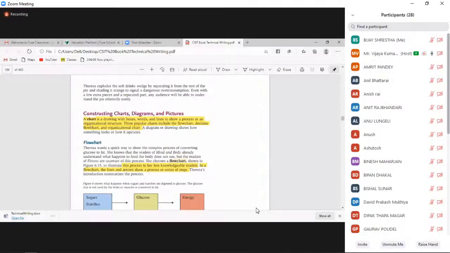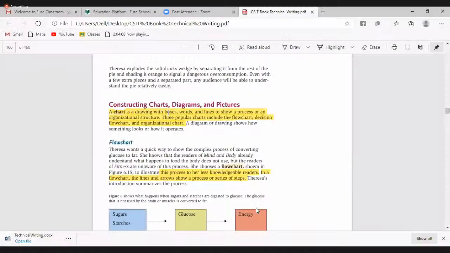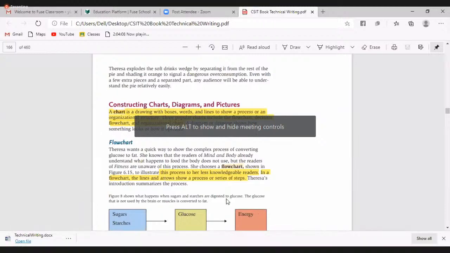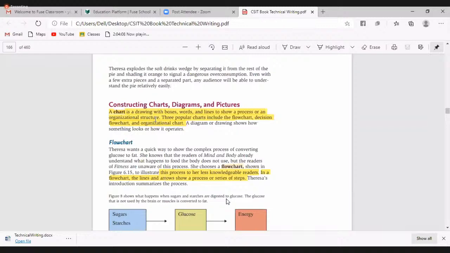That is given here. So all of you are familiar with these words: chart, diagram, picture. All of you, these words are not new to you, right? So what is given here? A chart is a drawing with boxes, words, and lines to show a process or an organizational structure.